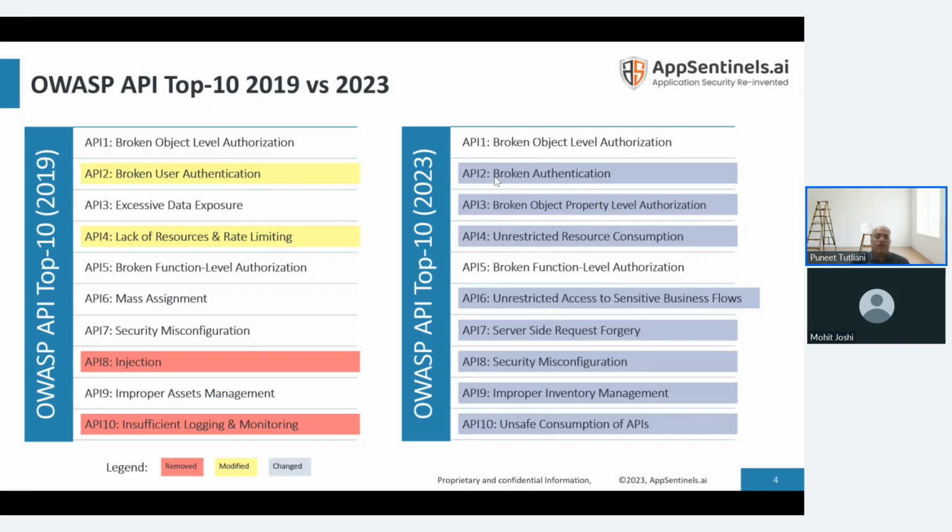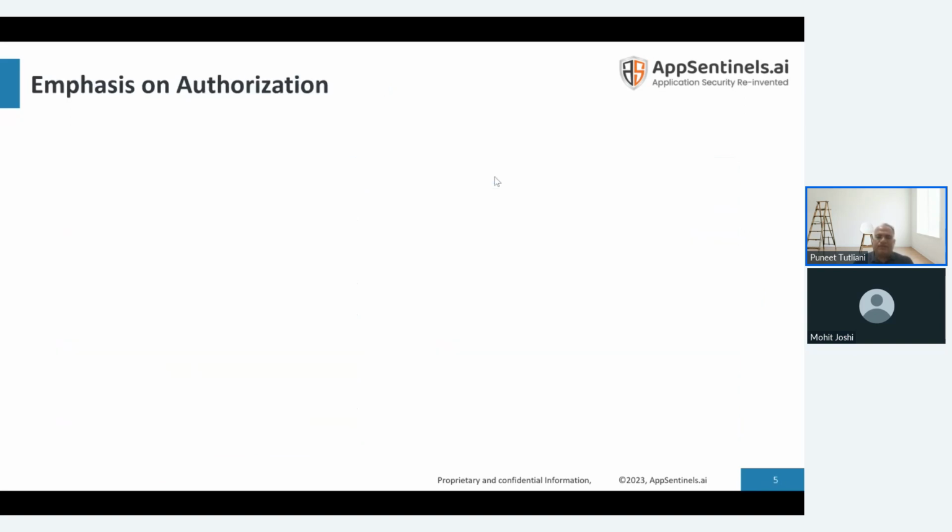The last one, unsafe consumption of APIs, is also a new addition instead of insufficient logging and monitoring. And this is again pointing to some sort of unrestricted access to APIs that many applications actually end up with. So this is the difference between 2019 and 2023. And now let's dig a little deeper into what it means for the organizations.